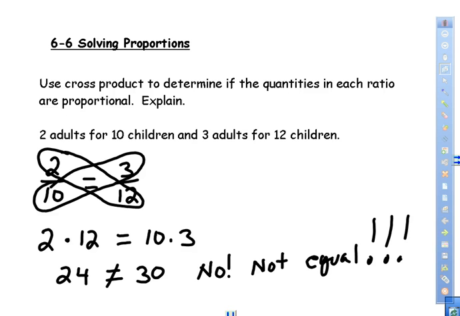All right, well, good afternoon. It is 6-6, solving proportions. What I want you to do again is go ahead and hit pause and copy this information down. So go ahead and do that.